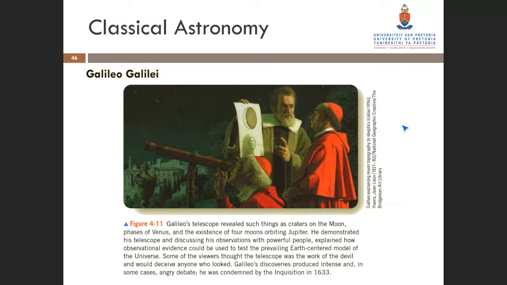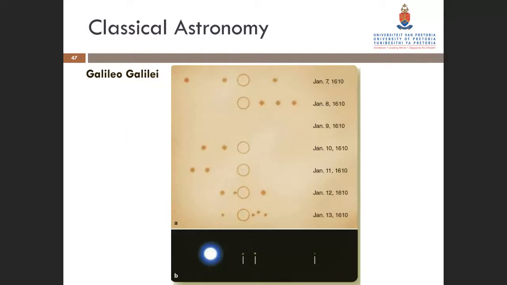Some of the viewers thought the telescope was a work of the devil and would deceive anyone who looked. Galileo's discovery produced intense and in some cases angry debates. He was condemned by the Inquisition in 1633. So these are the 4 moons of Jupiter that he drew in his notebook that he saw through his telescope.